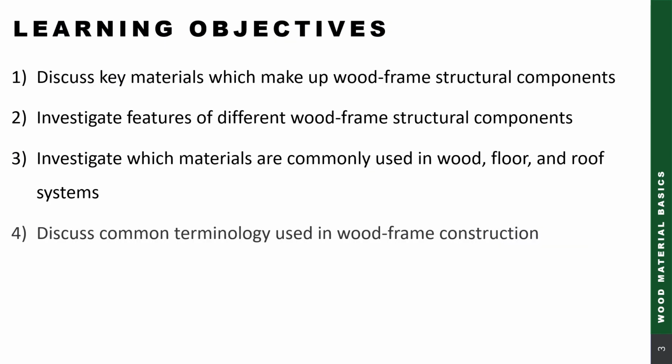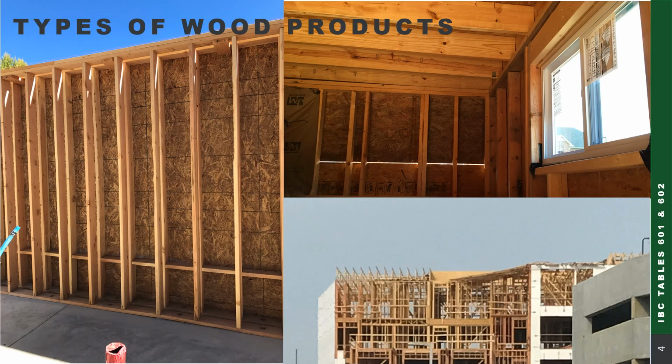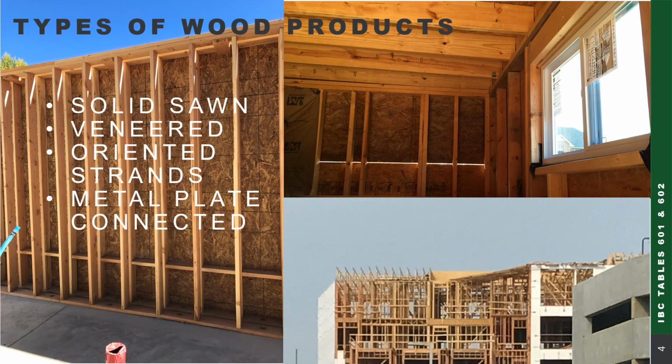With regard to learning objectives today, we are going to discuss key materials which make up wood frame structural components, investigate features of these different wood frame structural components, look at some of the common applications, including wood floor and roof systems, and as we go through the presentation, look at common terminology used in wood frame construction. So with regard to types of wood products, we're going to be talking about solid sawn products or lumber, veneered products such as plywood, oriented strand board, OSB being the primary example there, and metal plate connected systems like trusses.